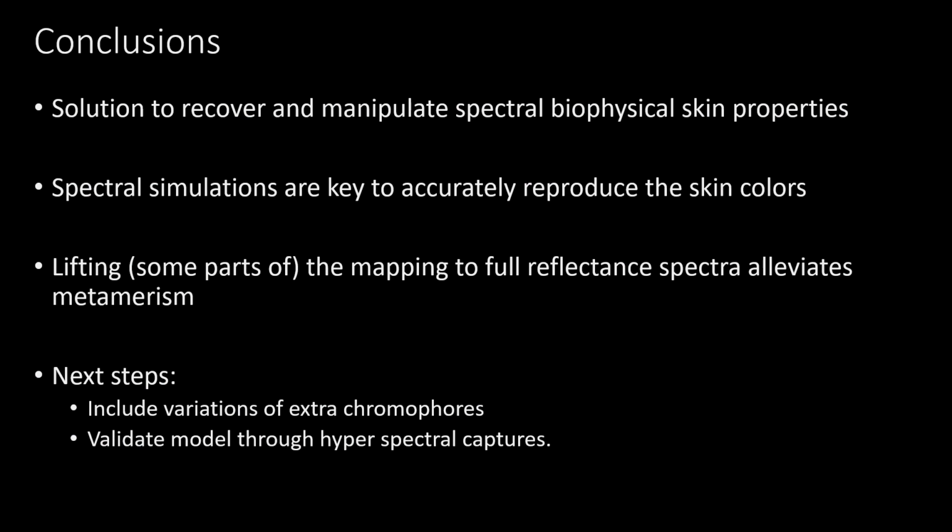In conclusion, we have presented a solution we employ at Meta to recover and robustly manipulate the biophysical properties of human skin from RGB albedo captures. Spectral simulations are crucial to accurately reproduce the skin colors. Lifting from RGB to spectrum is not only needed for accurately computing the diffuse albedo of the skin, but it can be useful at different stages of the inversion framework for better constraining the optimization space. It leads to better preservation of the original skin tones while still estimating meaningful skin properties.